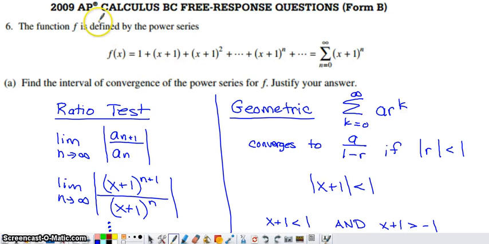So this is problem number 6. It's from the 2009 BC exam, Form B. And typically number 6 is going to be a question involving series. And this is obviously no different.